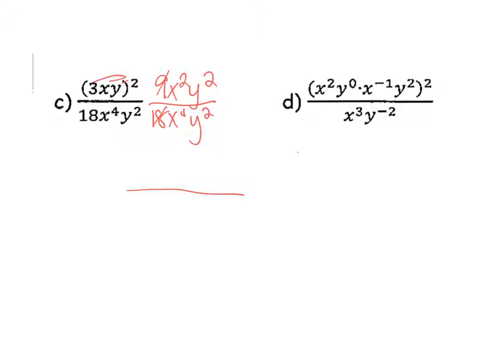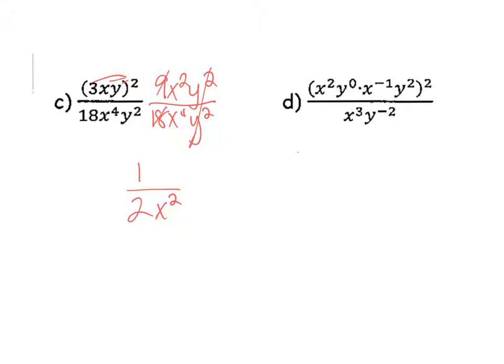9 over 18 is 1/2. Okay, now what's my x's? X to the second power. Where does x to the second power go, though? Denominator, thank you. What about my y's? They cancel. Perfect. There's your answer. And you don't even need all this extra line. Just erase that. Cool.